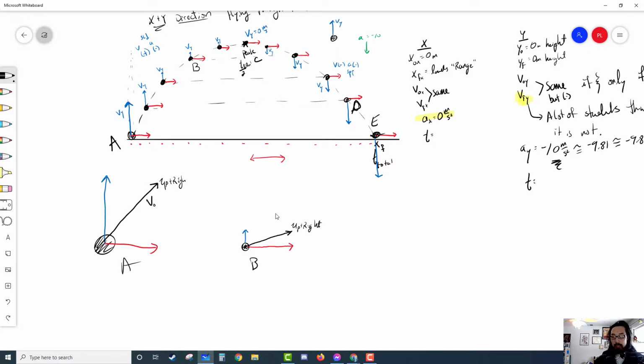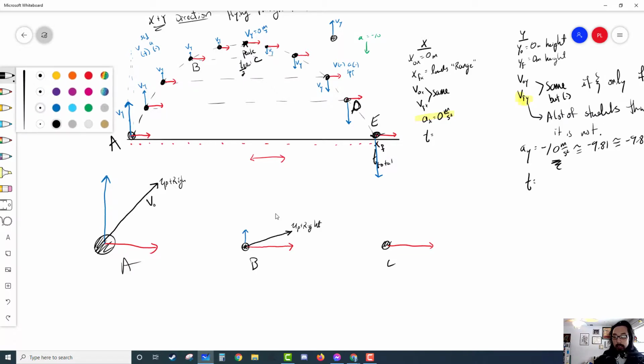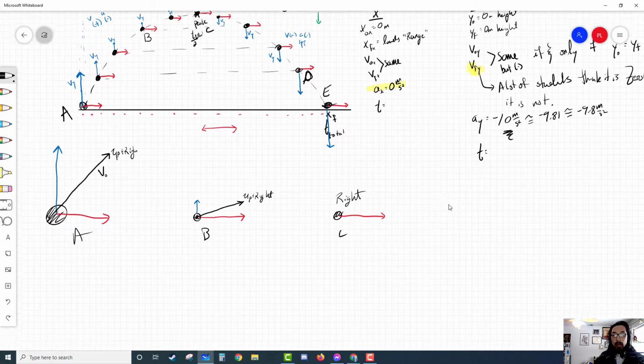Now let's take a look at the peak, C. At peak C, there is no vertical component. It is not moving up or down at all, it's just moving forward. So at the peak, the object is moving to the right and to the right only. And now we start to fall.